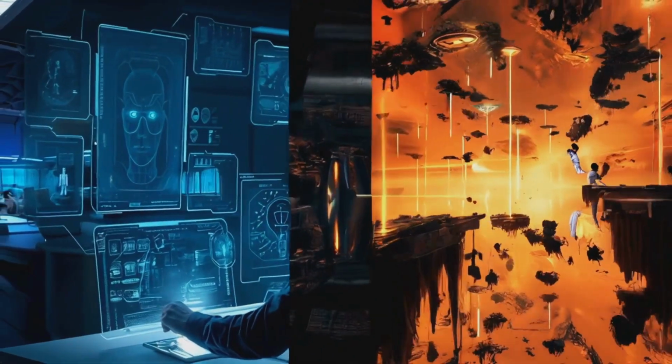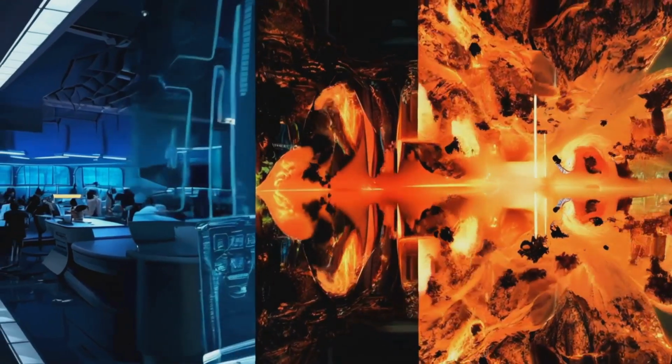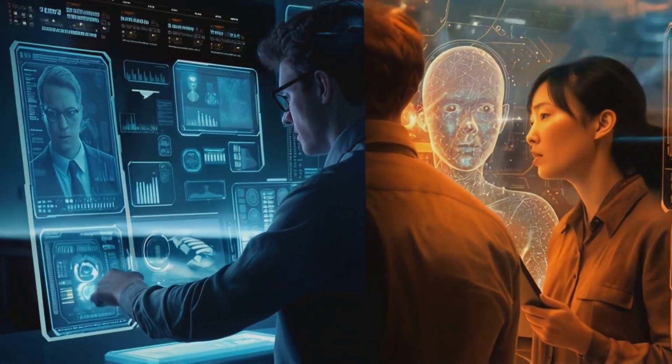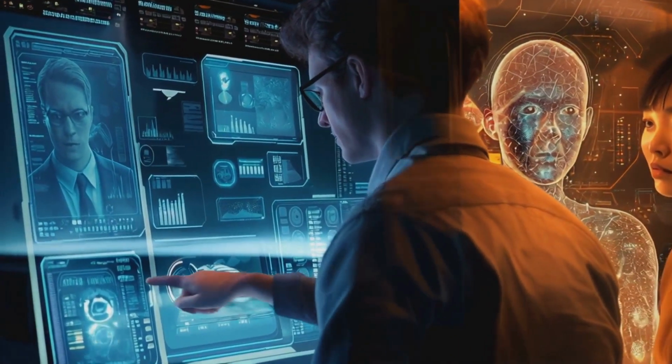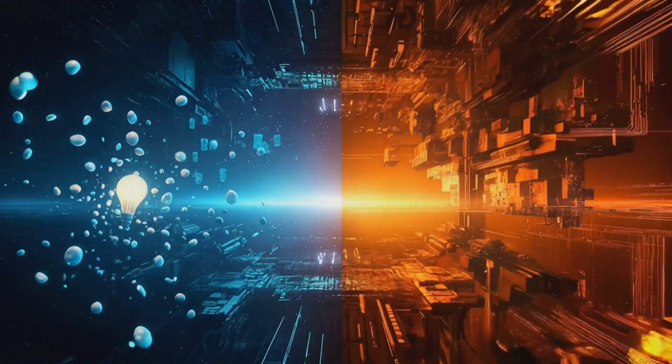So, where does all of this leave us? The potential future of AI personalities is a double-edged sword. On one hand, it could lead to an explosion of new ideas, new perspectives, and new ways of thinking about the world. It could challenge us, inspire us, and push the boundaries of human knowledge and creativity.